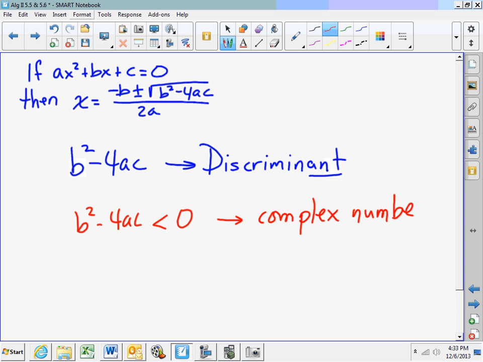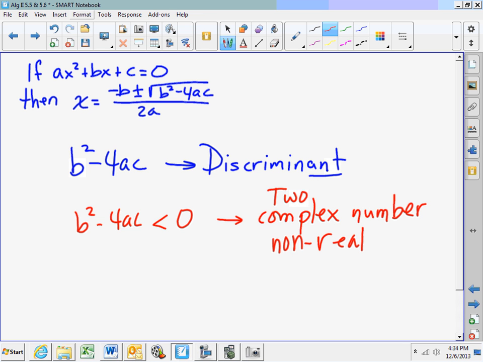And this complex number will be non-real, because all real numbers are also complex. But in this case, we're going to have a complex non-real number. And since this is not 0, we're going to have two different numbers. So when b squared minus 4ac is less than 0, we're going to get two complex non-real solutions.